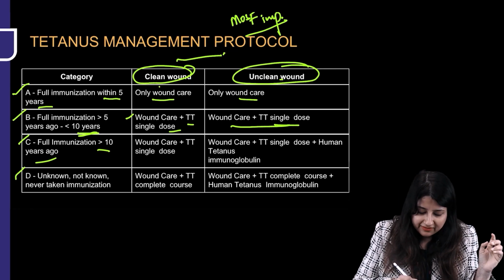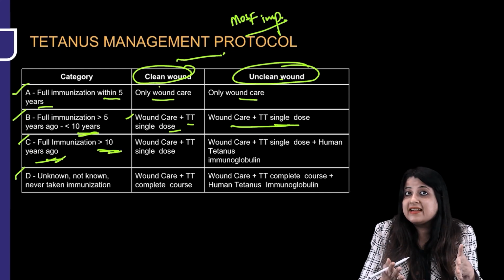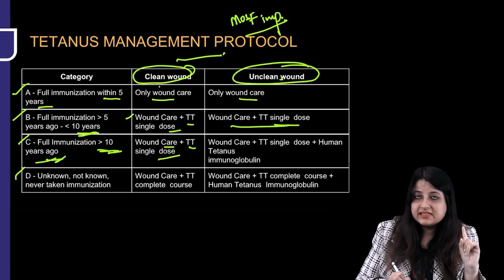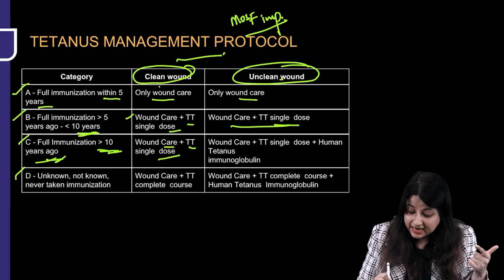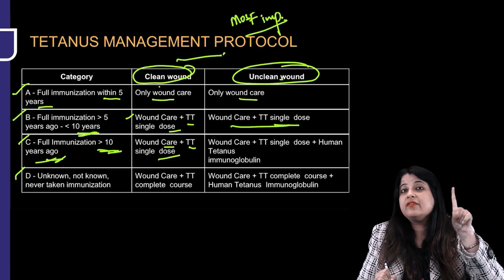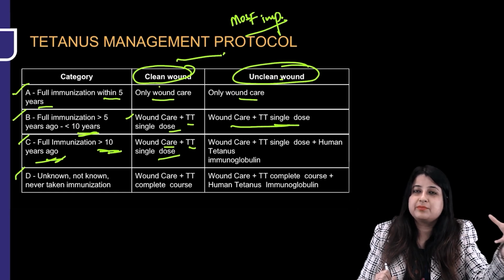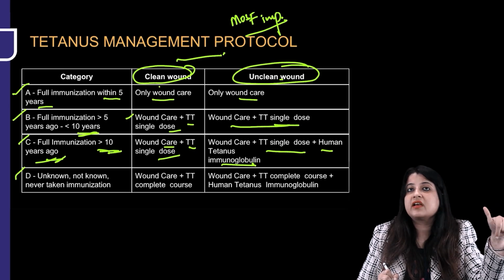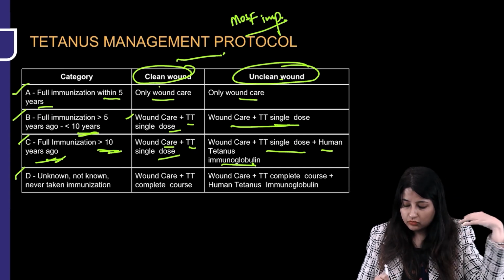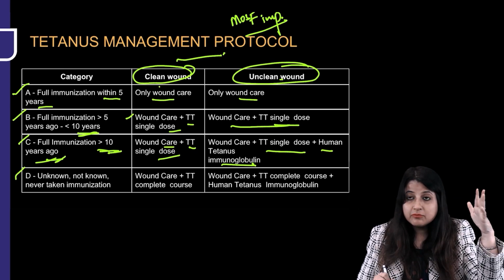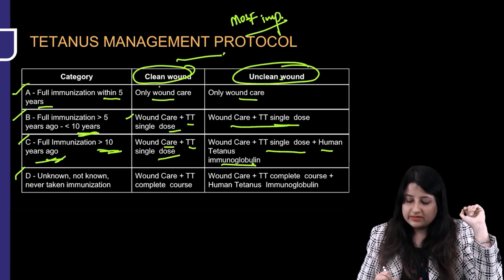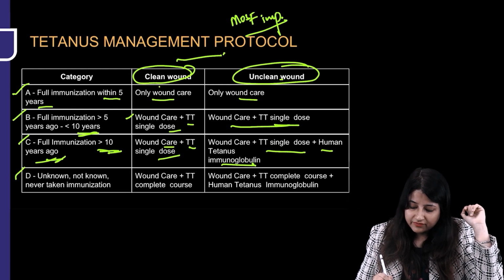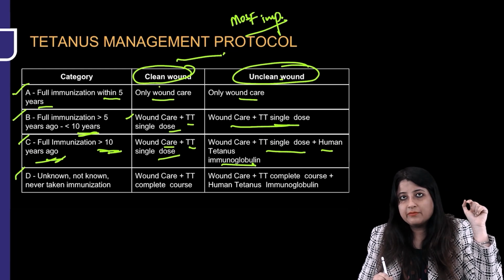But if you received full immunization more than 10 years ago, now if it's a clean wound, wound care plus TT single dose. But if it's an unclean wound, here we are going to add both active and passive immunization. Wound care, TT single dose, and also we are giving human tetanus immunoglobulin. So what are we doing? We are adding both active as well as passive immunization.